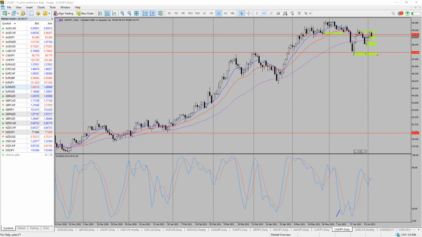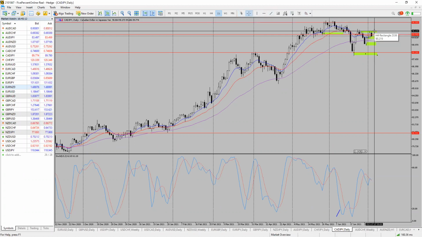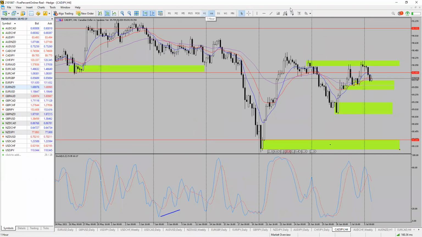So wait a little bit, wait for this supply, and then you can, I think, go long at least a few dozen pips to this resistance, around 80 pips or so. It will give you a better entry. Let me again annotate it here.